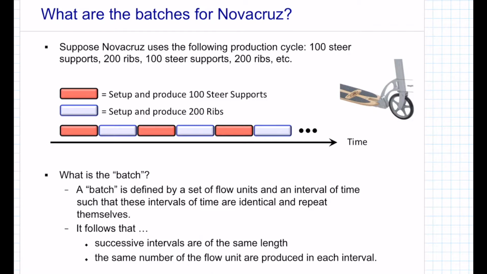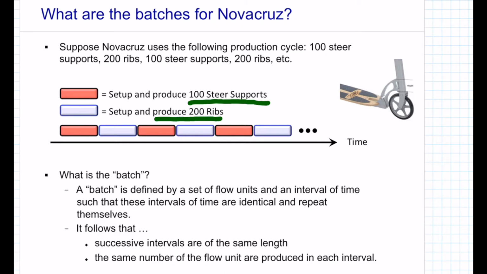Now suppose for Nova Cruz the production cycle is something like this: 100 steer supports and then 200 ribs, again 100 steer supports and 200 ribs, and so on. If we represent setup and production of 100 steer supports using this red rectangle, and setup and production of 200 ribs using this white rectangle, then this is how the production cycle will look.